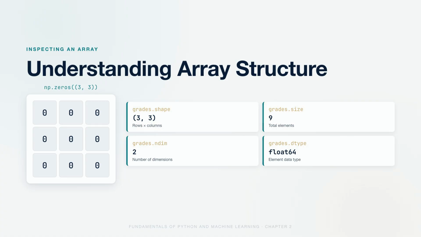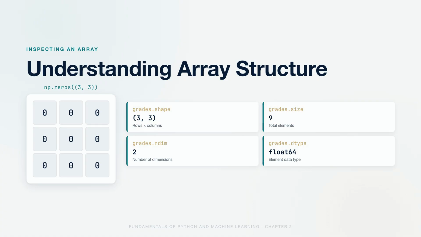The next property is size. The size tells us the total number of elements in that array. If we have 3 rows and 3 columns, the size is 9 because there are 9 total values. Another important property is ndim. Ndim tells us the number of dimensions. A one-dimensional array has 1 dimension. A two-dimensional array, of course, has 2 dimensions, and so on.